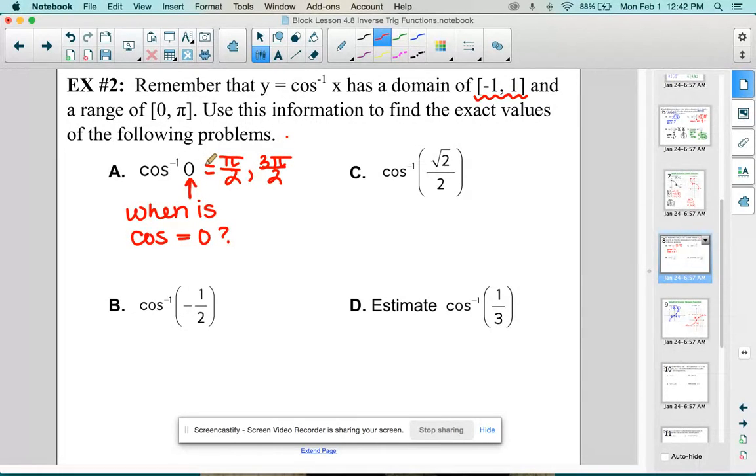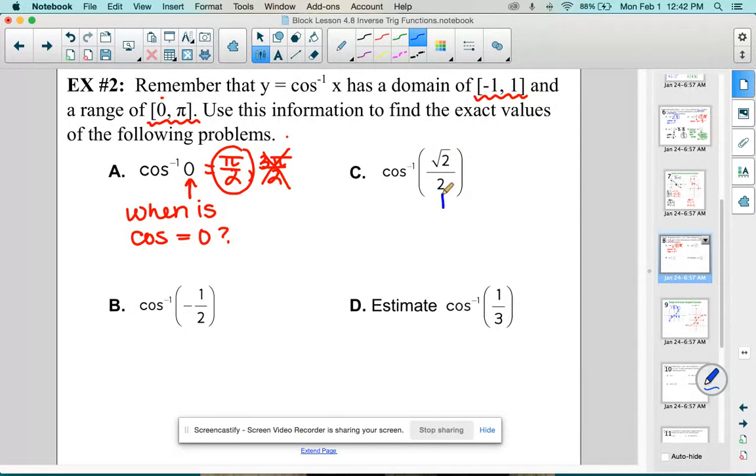Okay? The third step is you're going to make sure that both of these answers are in the acceptable range values for inverse cos. Pi by 2 is between 0 and pi, so that is an acceptable answer. 3 pi by 2 is not. So you're going to take that out and you're going to keep only the answer that is in this interval. Okay, go to the next one.